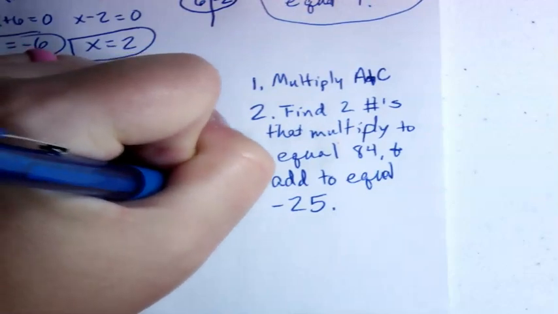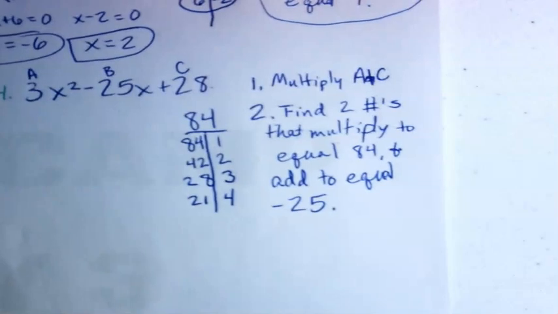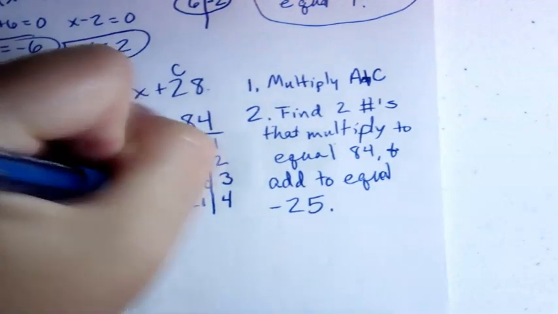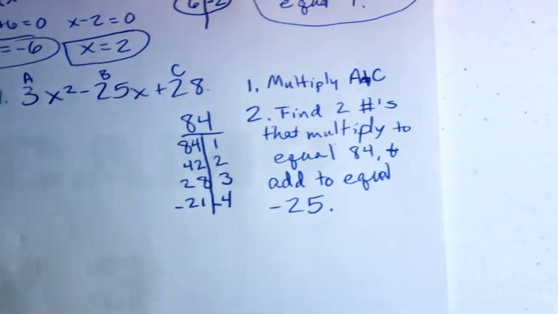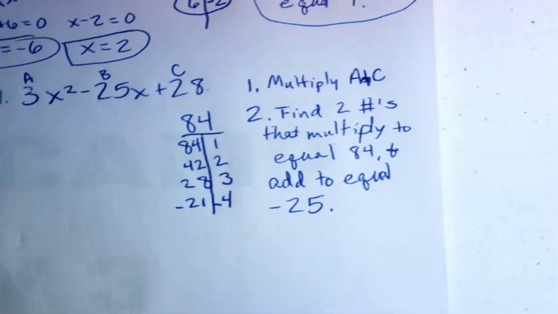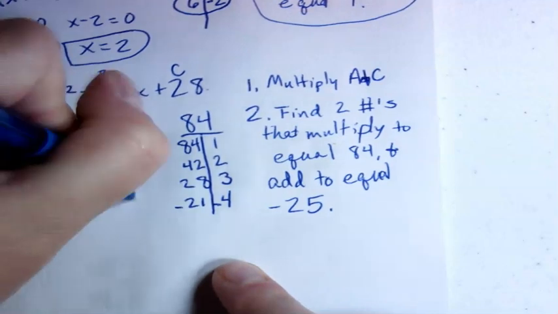All right, the next one is 21 and 4. So 4 times 21 equals 84. And if both of them are negative, they can add to 25, right? Okay. Some of you guys were like, yeah, I could do that in my head a lot faster. But this T-chart is a way to figure out those factors. And if you're having a hard time thinking about it.